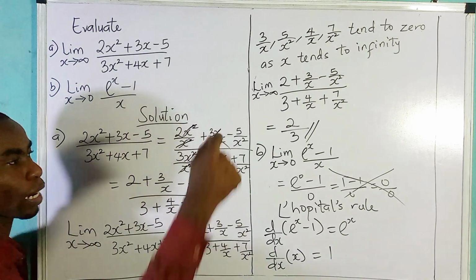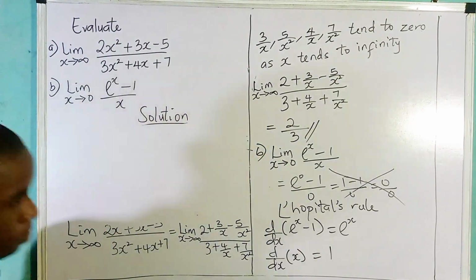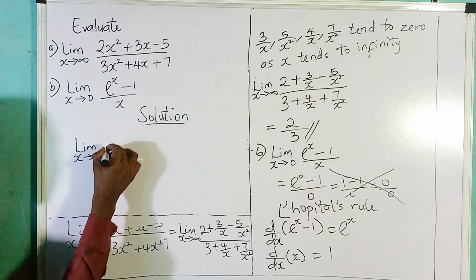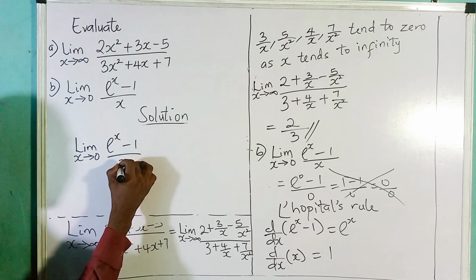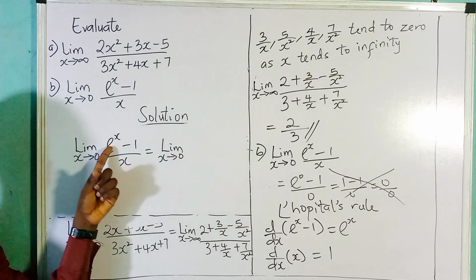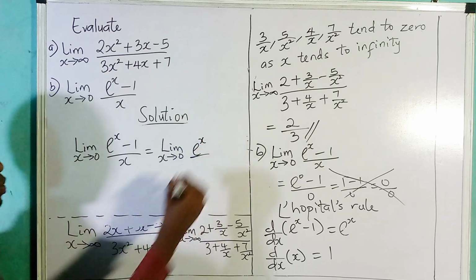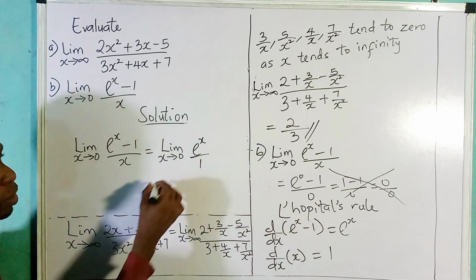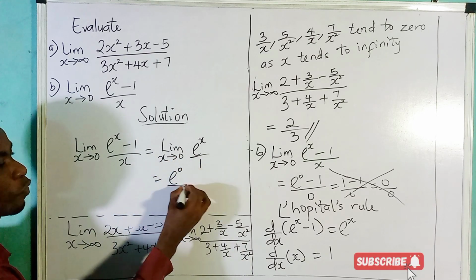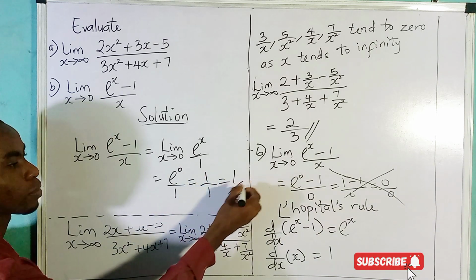Now we'll bring that back, but we'll not apply the limit. So back to this, we have the limit as x approaches 0, exponential x minus 1 over x will be the same thing as the limit as x approaches 0, exponential x, after differentiation, is exponential x. And then we differentiated x, we had 1. So now if you apply this 0, we'll be having exponential 0 over 1. Exponential 0 is 1, so this is 1 divided by 1, which is 1.